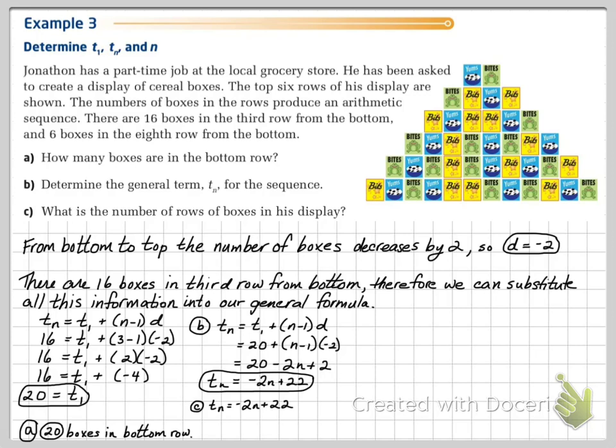Lastly, the number of rows. Tn is equal to negative 2n plus 22. The last row has 2, so you can say 2 is equal to negative 2n plus 22. Subtract 22 from both sides, and then divide both sides by negative 2, and it tells us that n is equal to 10, meaning that there are 10 rows of boxes.